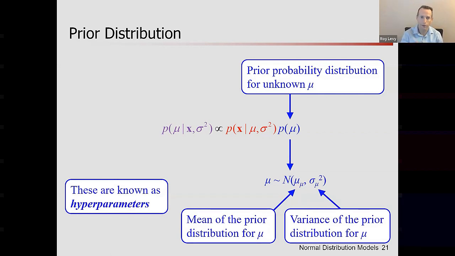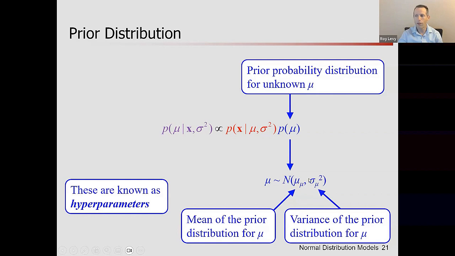So the term in red is about the distribution of the data, x. The term in blue is a distribution for the unknown parameter mu. What we're saying here is that we're using a normal prior distribution, and that normal prior distribution has a mean and a variance. Have a look at my notation. I'm using in this notation mu sub mu and sigma squared sub mu.